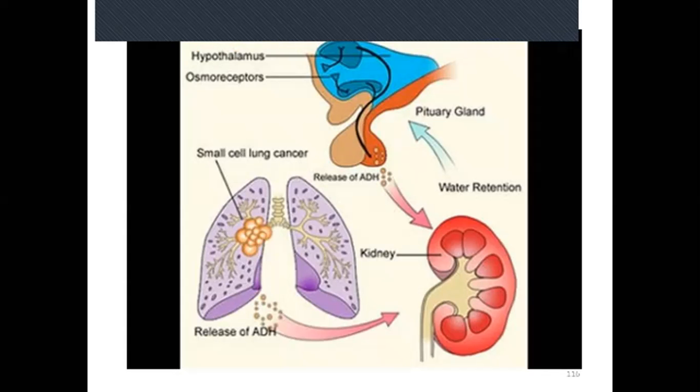So in summary, this is the diagrammatic representation of the syndrome of inappropriate antidiuretic hormone. So this is when there is ectopic production.